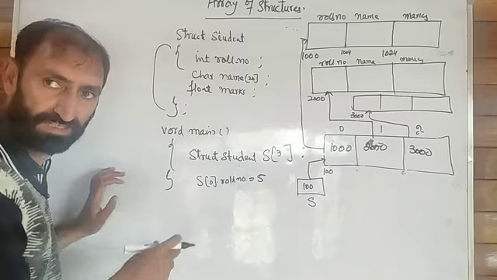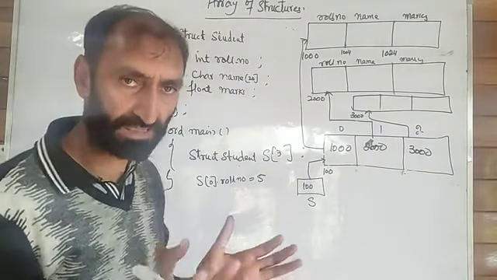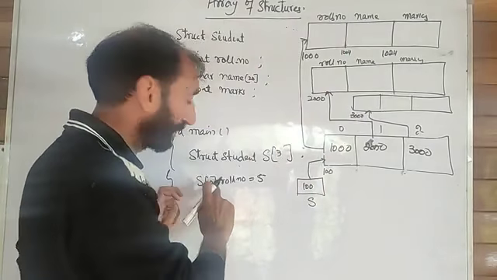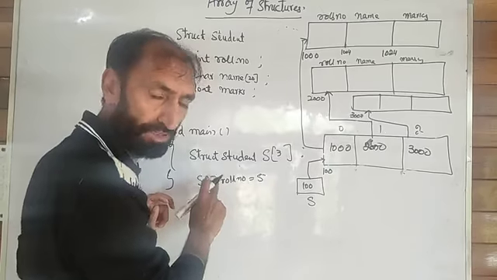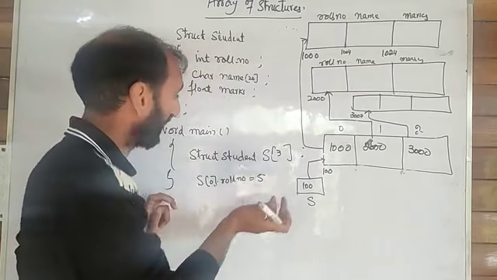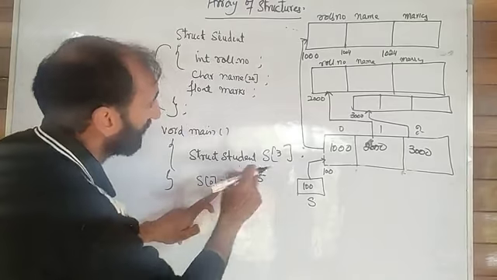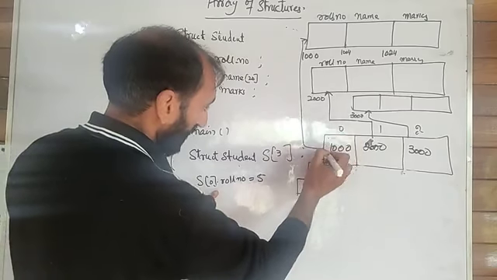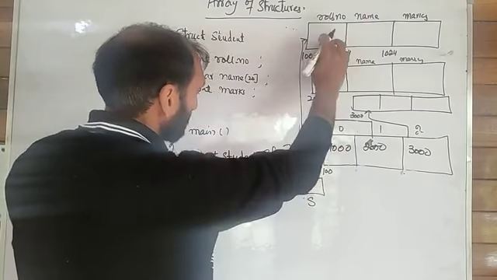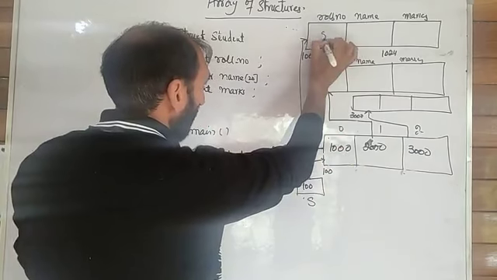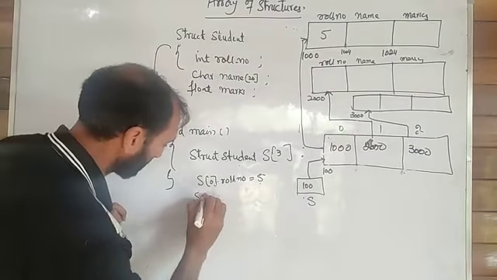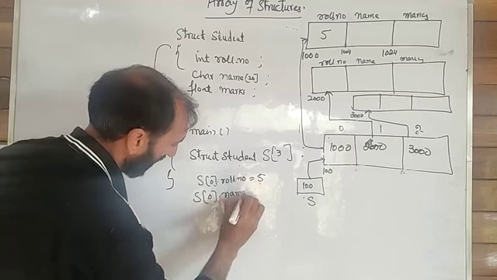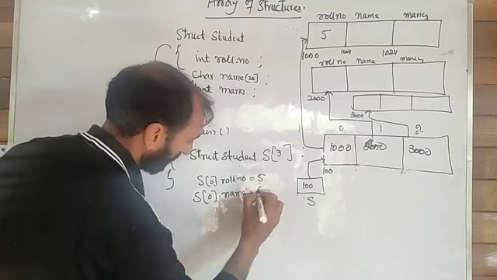Take care. We have already discussed in the previous video that we can access the members of a structure through the dot operator. So what is S of 0 dot roll number? S of 0 is this, and the roll number of this location is here. For example, I have 5, and we can assign it.